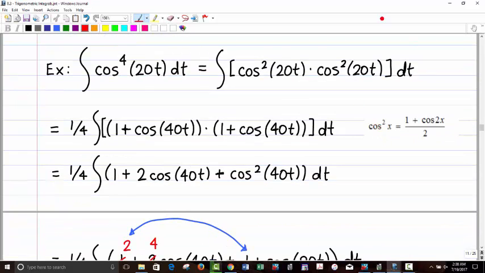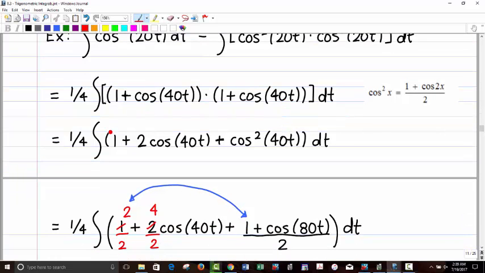So you break cosine to the 4th of 20t into cosine squared 20t times cosine squared of 20t. Use the same identity for both. I quickly pulled the two 2's out here and put the 1/4 on the outside. It would have been 1 plus cos 40t over 2, but I've already taken care of that, and another 1 plus cos 40t. Now you FOIL that out, you get 1 plus 2 cos 40t plus cos squared 40t dt.